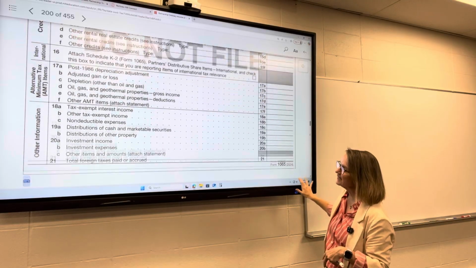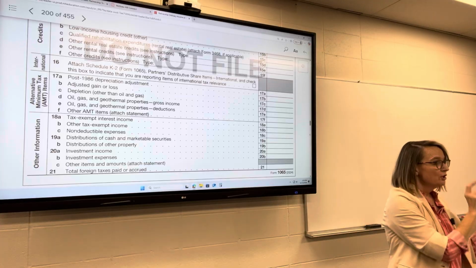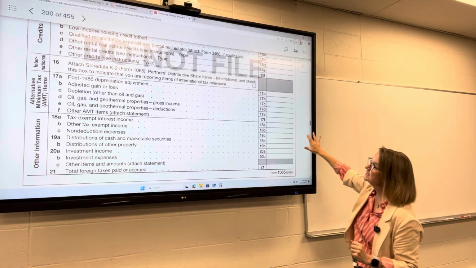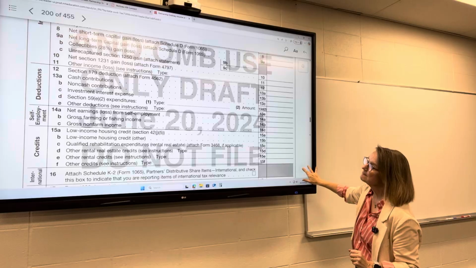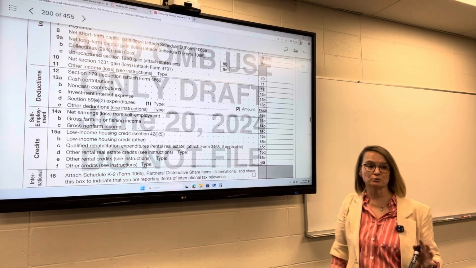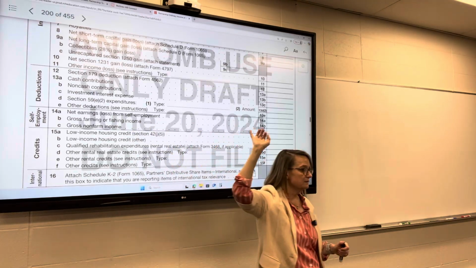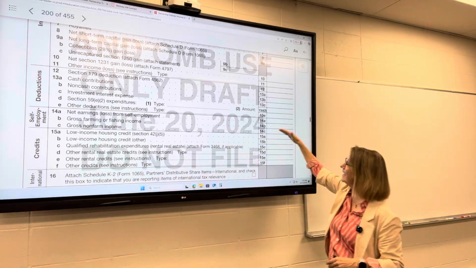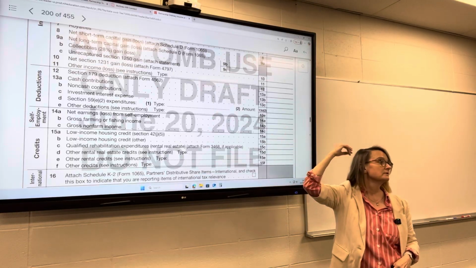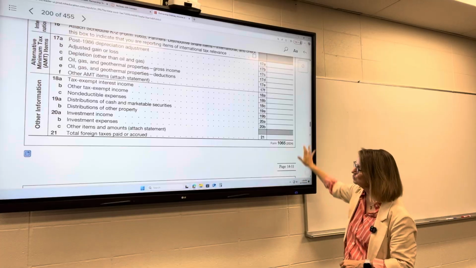So if you were to look at the Schedule K1 and put it next to the Schedule K, you'd be able to follow and see that, oh, yes, box 14 of the Schedule K1 has to do with self-employment income. Well, on the K, box 14 also has to do with self-employment income. So it feeds right into that Schedule K1.